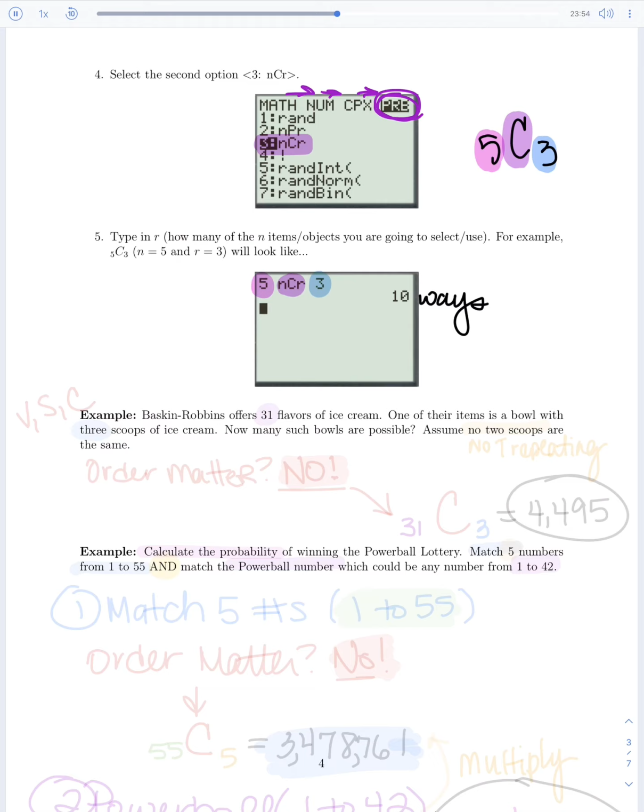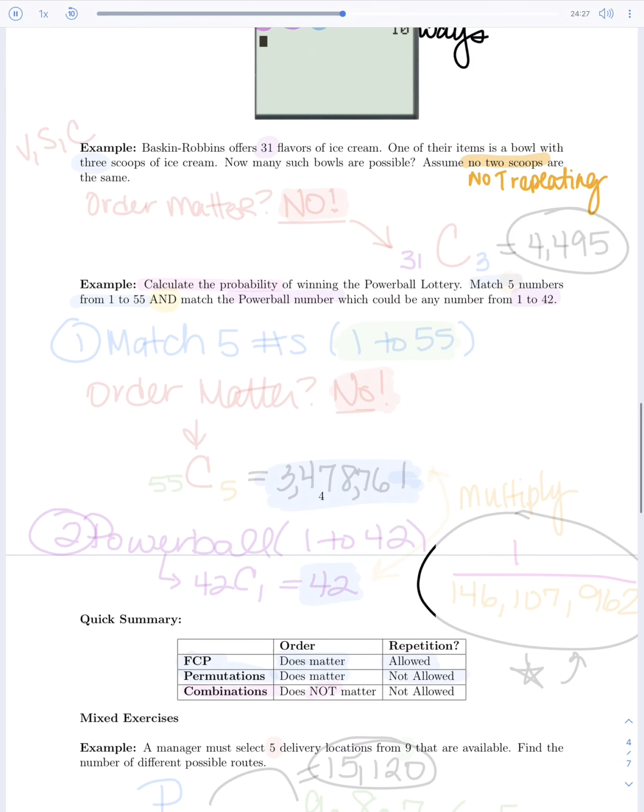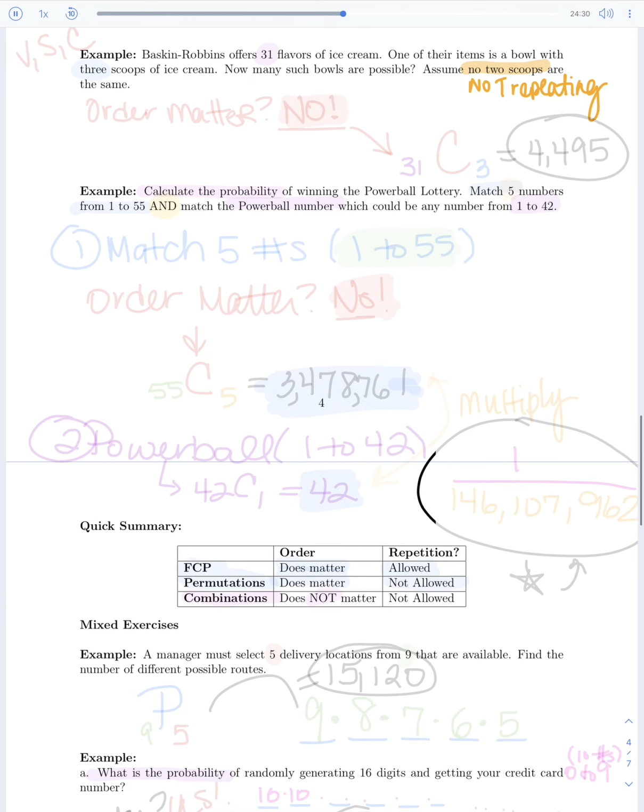Okay, so let's take a look at a couple examples. Baskin-Robbins offers 31 flavors of ice cream. One of their items is a bowl with 3 scoops of ice cream. Now, how many such bowls are possible? Assume that no 2 scoops are the same. Now, it's subtle, but what they're telling you is that you're not repeating. And the reason they're doing that is so that you know you can use something with the factorials, meaning you can use the permutations or the combinations, whichever one fits.